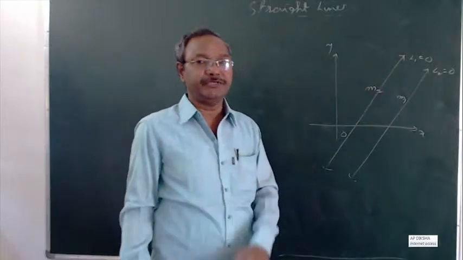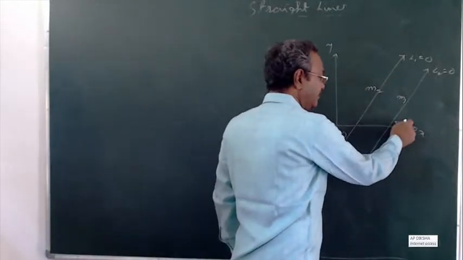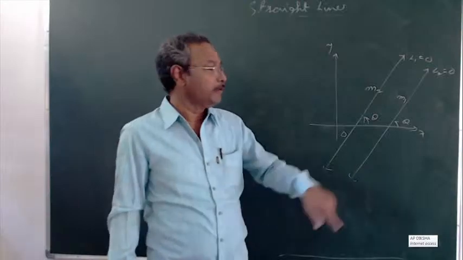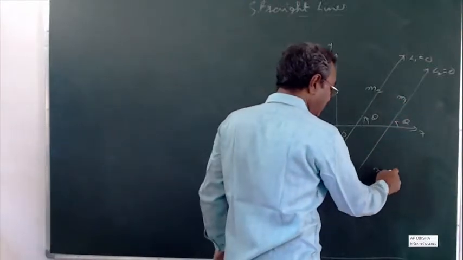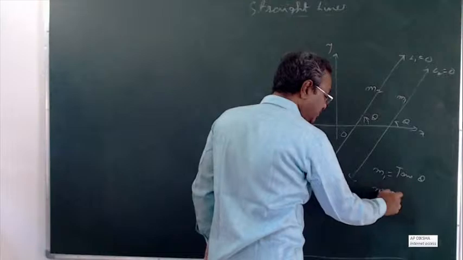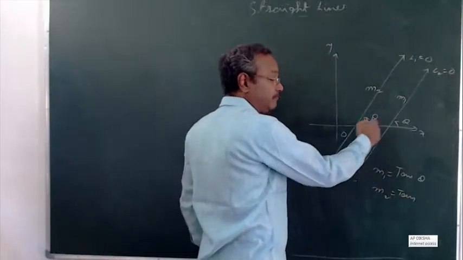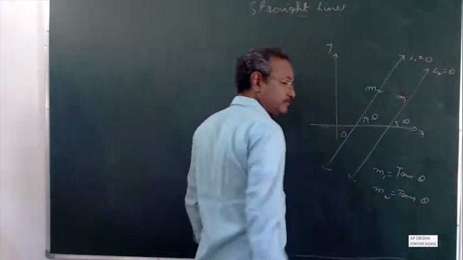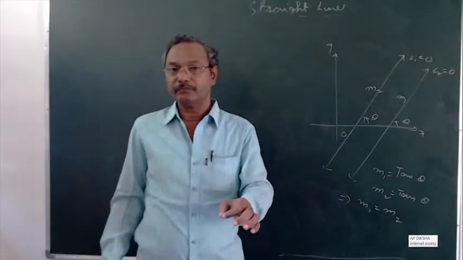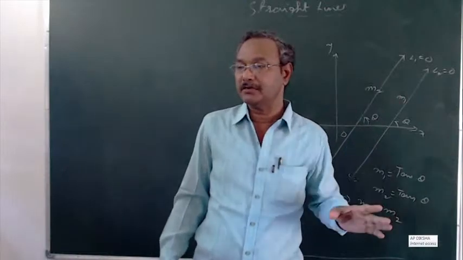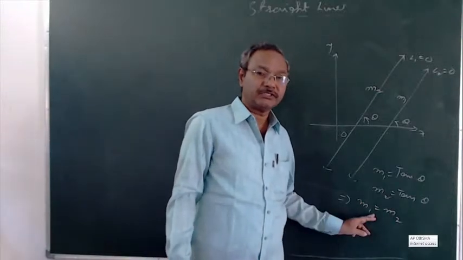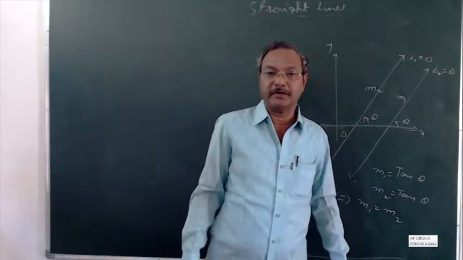Now, if the two straight lines are parallel to each other, both are making the same angle, theta, with the positive x-axis. And we know that by formula m1 has to be equal to tan theta. And by formula m2 also has to be equal to tan of the angle made by the line with the positive x-axis, which is the same theta. That gives m1 exactly equal to m2. So, what is the condition that the two lines are parallel to each other? The simple condition is, if two straight lines are parallel to each other, their slopes should be equal. Slope of the first line should be equal to slope of the second straight line.